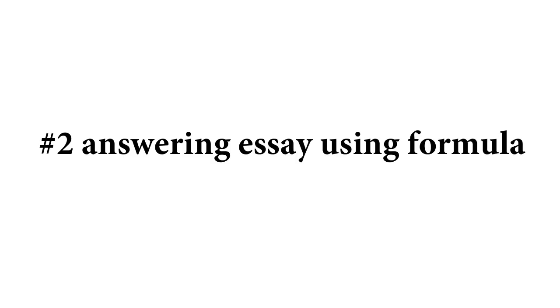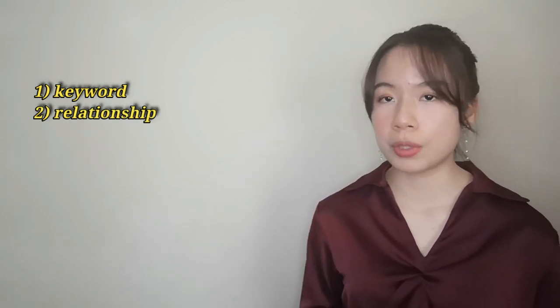Let's move on to the second tactic, using formula to answer the physics essay. The formula tactic can be used throughout paper 1 till paper 3, but it's only applicable when that topic has a formula. For example, radioisotopes in the radioactivity chapter has no formula, so you can't use it. What do I mean by using formula to answer? The formula itself gives you a clue what keywords to include and what the relationship between them is.